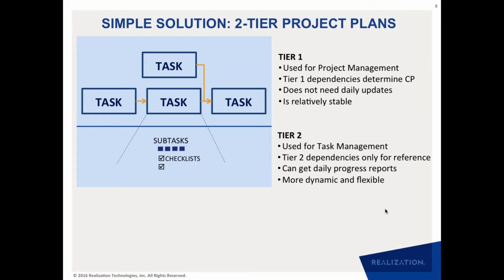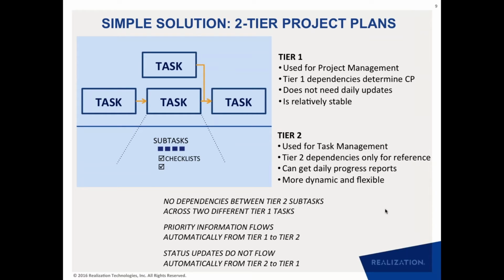They are very flexible, very dynamic, but the information from these detailed subtasks is not flowing into the critical path of the project. So what we are saying is that there might be these tier 2 subtasks and checklists, but they are contained within a task. You do not have dependencies between subtasks that belong to different tasks. Dependencies at subtask level do not flow across the tier 1 tasks.